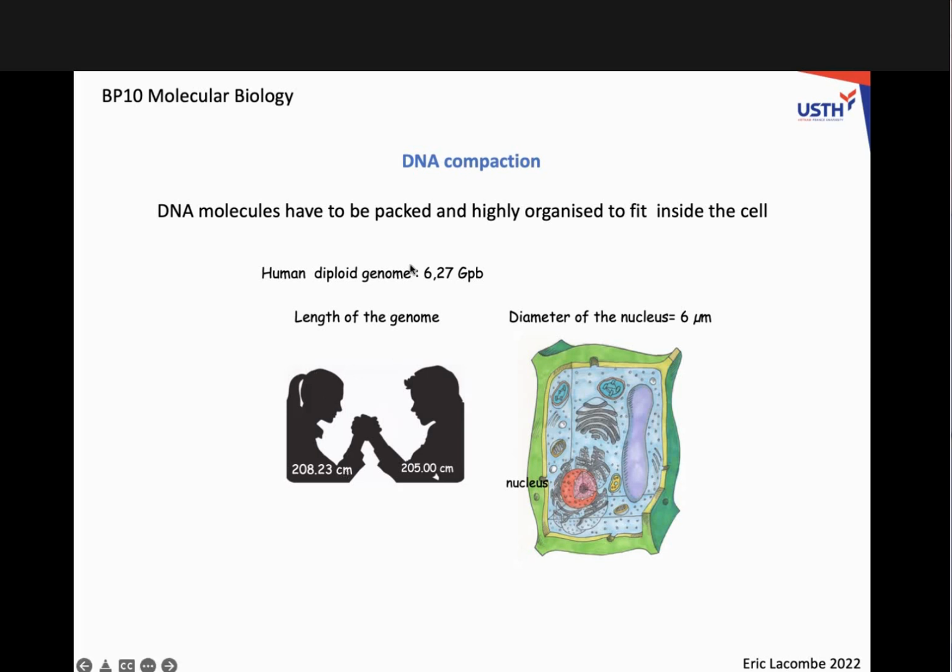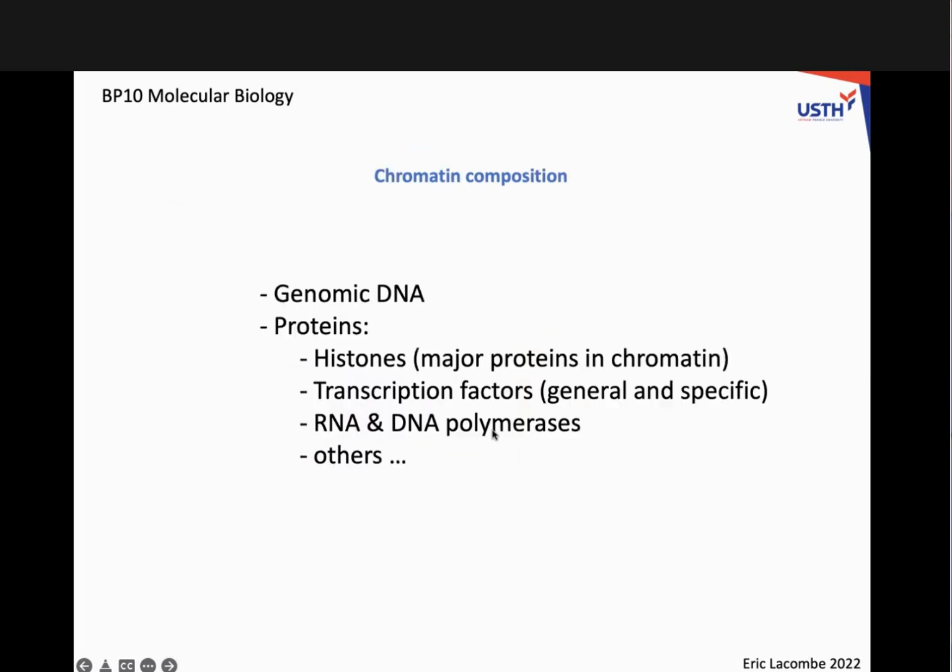And you have to fit this 2 meters of DNA sequence inside the nucleus, which is 6 micrometers. So you need to compact everything. Is it okay for that? So that's really important. So the chromatin, what is it? The definition of chromatin is the full genomic DNA plus the proteins. And what kind of protein do we find very tightly associated to DNA? There are histones, which you know, and we are going to talk a lot about histones. They are the major proteins that we find in chromatin.